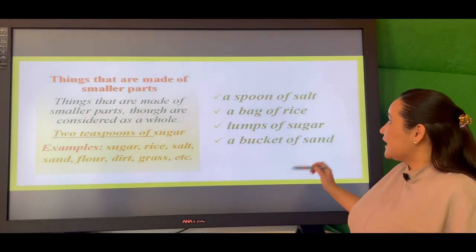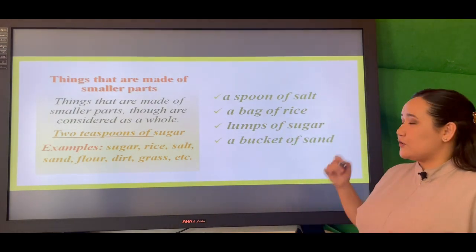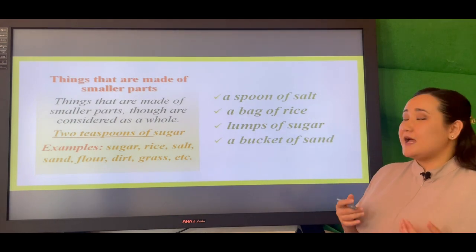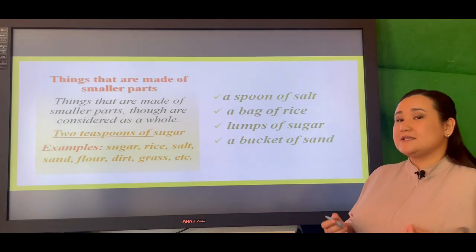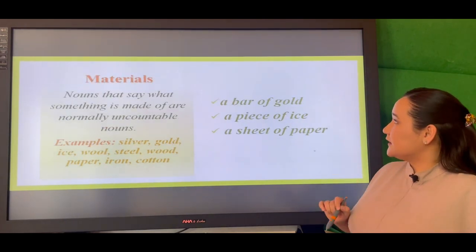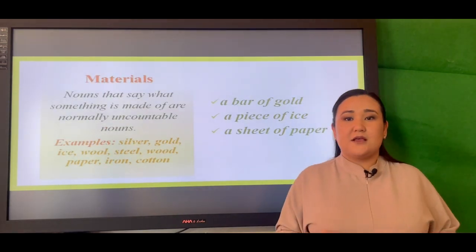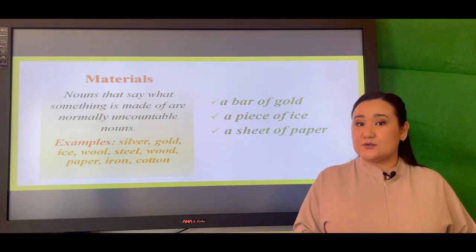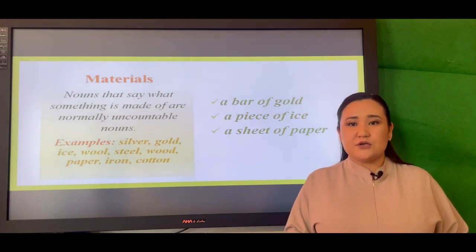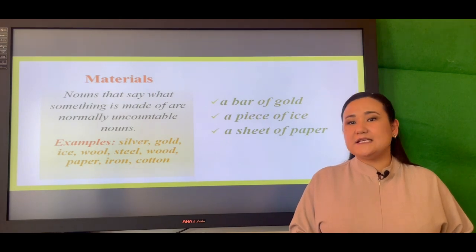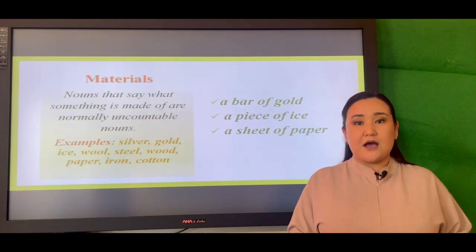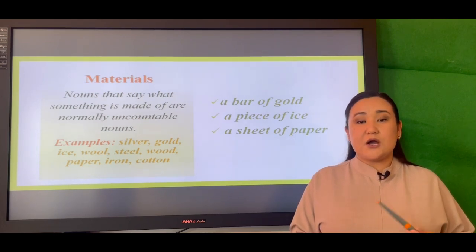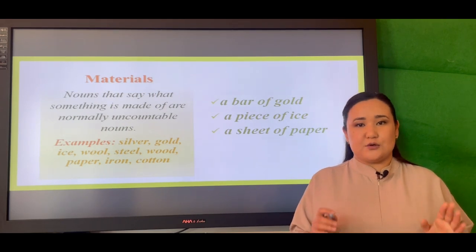Okay, next. And here we can say a spoon of salt, a bag of rice, lumps of sugar, a bucket of sand. Okay. Then materials. Nouns that say what something is made of are normally uncountable nouns. For example, silver, gold, ice, wool, steel, glass, wood, paper, iron, cotton, and so on. For example, you cannot count gold. You can count bars of gold, but you are counting the number of bars, not the gold.